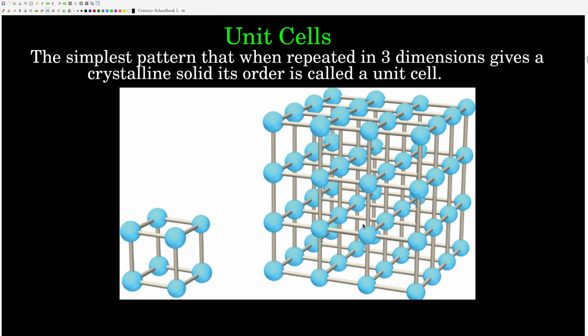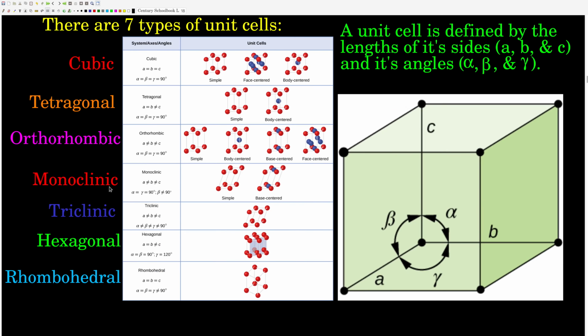Just like if you think in 2 dimensions, if you think about tiles on a floor, it's kind of the same idea. Or building blocks if you use those. Now there's 7 types of unit cells: cubic, tetragonal, orthorhombic, monoclinic, triclinic, hexagonal, and rhombohedral. We're only going to focus on the simplest, which are called cubic unit cells.